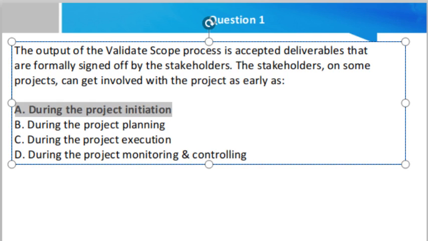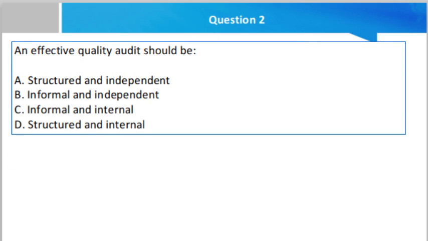Now why is it the right answer, friend? The stakeholders may get involved as early as possible in the project initiation to provide inputs about the required quality of deliverables, so that control quality can assess the performance and recommend necessary changes. The later you involve the stakeholders, the more difficult it will be at a later stage. So it is highly recommended to involve the stakeholders as early as possible.